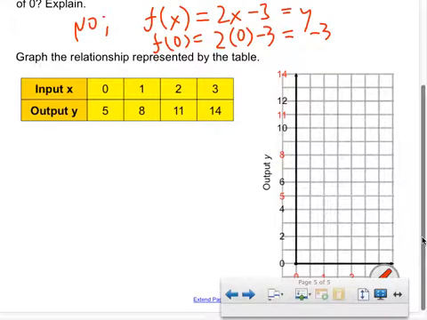So really quickly, I got 0, 5. So sideways 0, up 5. That's my first one. 0, 5. And then 1 and 8. So sideways 1. And then vertically 8. Here we go. 1, comma 8. And then sideways 2. Vertically 11. That's 2, comma 11. And then the last one, 3. And then 14. 3, comma 14. And so again, we have a linear relationship.